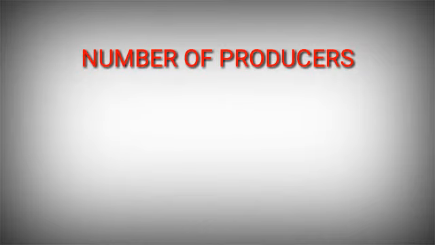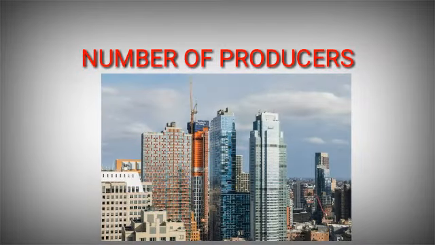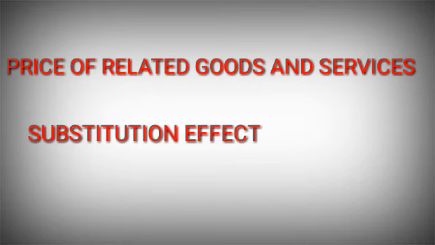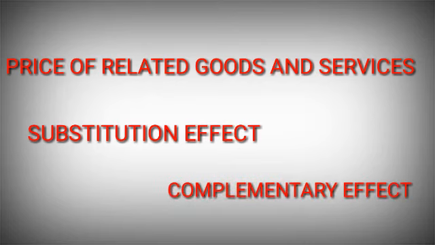Fourth shifter of supply is the number of producers. If eventually there's an emergence of new competitors creating and selling the same product, then there will be greater supply of that product in the market. Last shifter is the price of related goods and services. Just like in demand, this refers to the substitution effect and complementary effect. If the price of the key resource of a good increases, then producers will look for a substitute resource with cheaper price. And if the supply of the complement of a good decreases, this will also cause a decrease in the supply of that good.